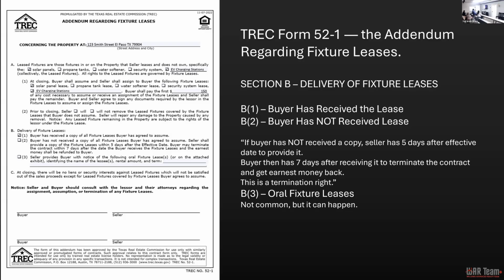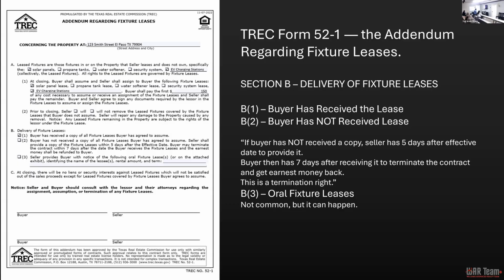Same little situation, same concept. So if you are on the buyer side and you don't have the lease, then you check off number 2, because whenever you do get the lease, you automatically give your buyer an additional 7 days to terminate the contract and get their earnest money back. That's what you're doing. Okay, everybody with me?